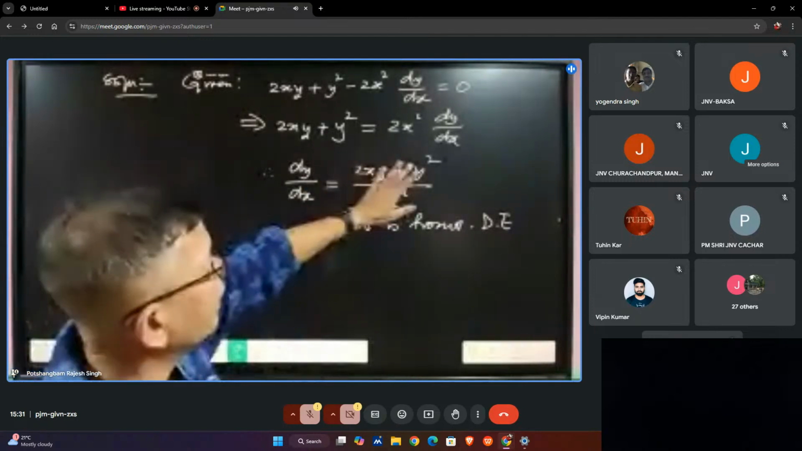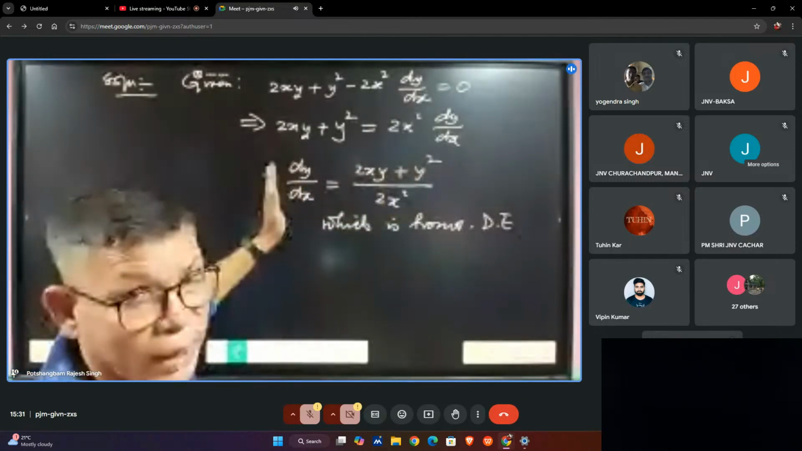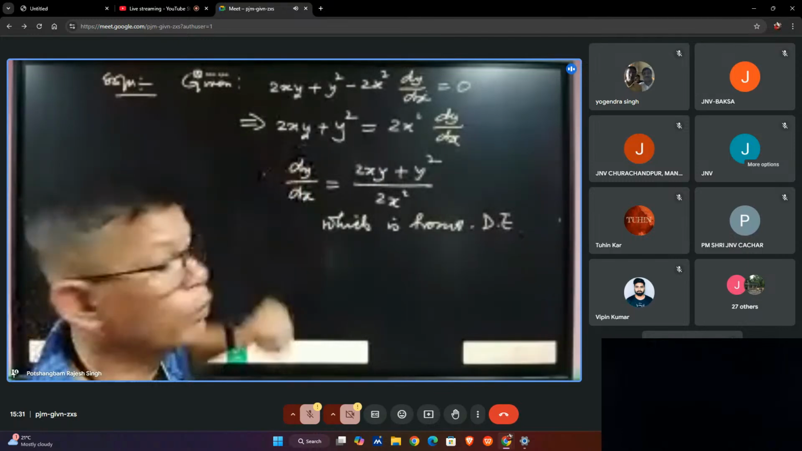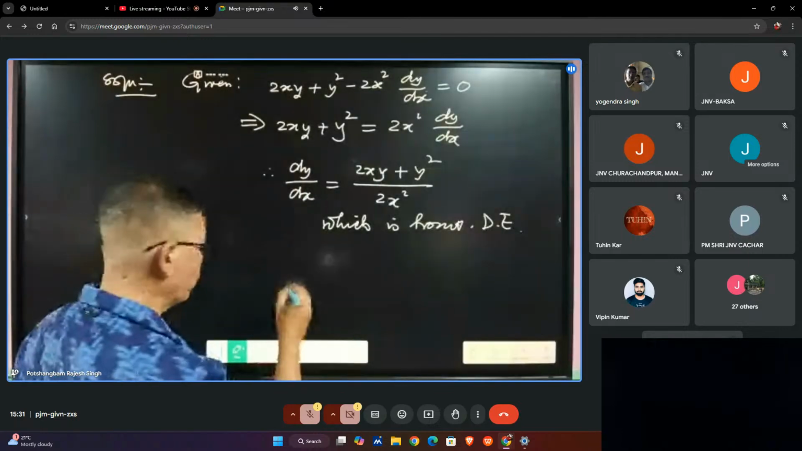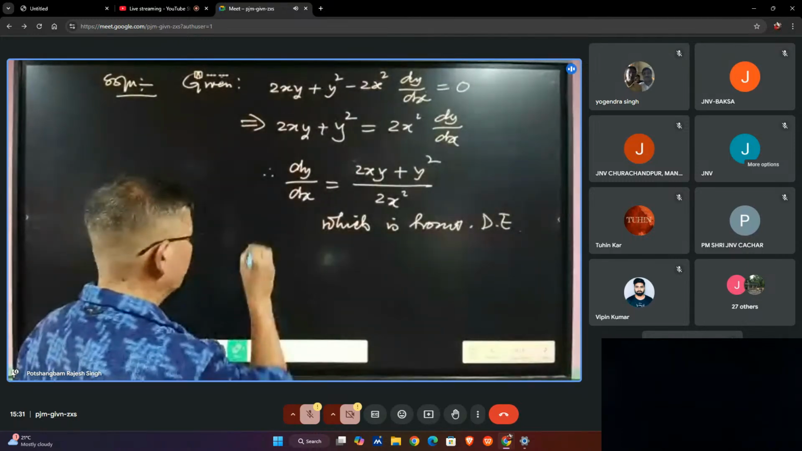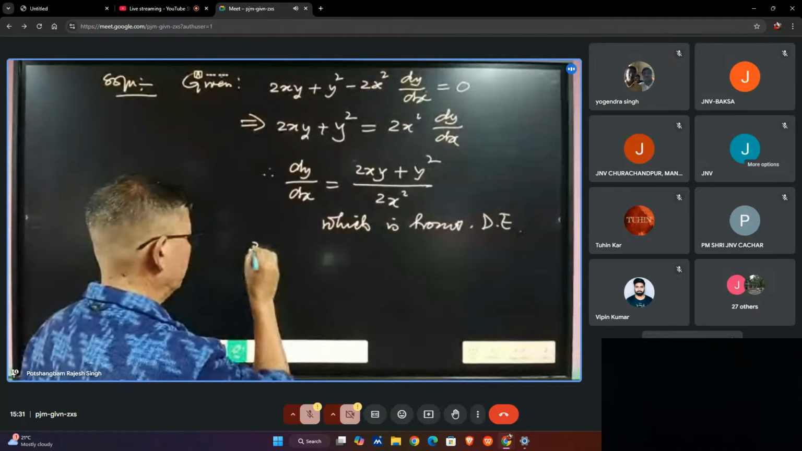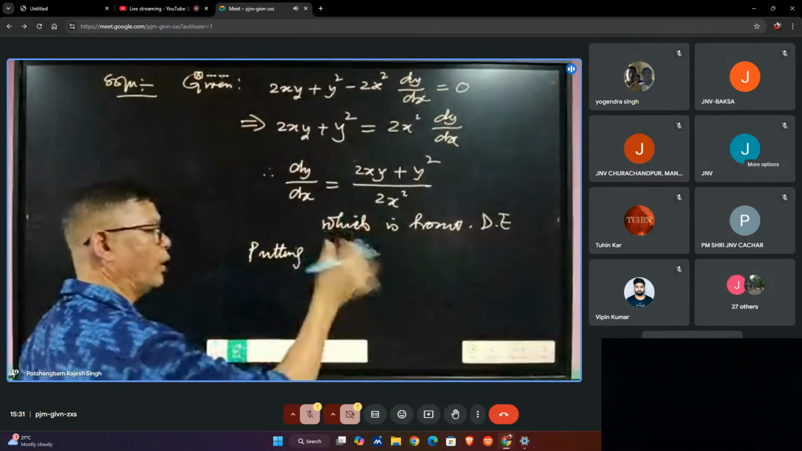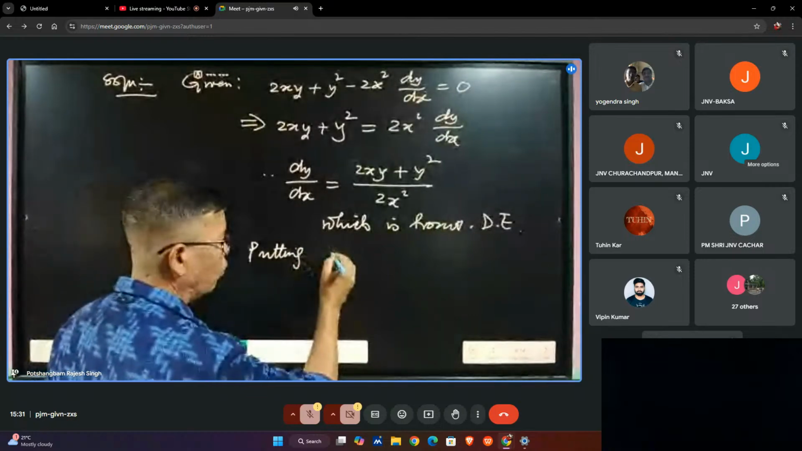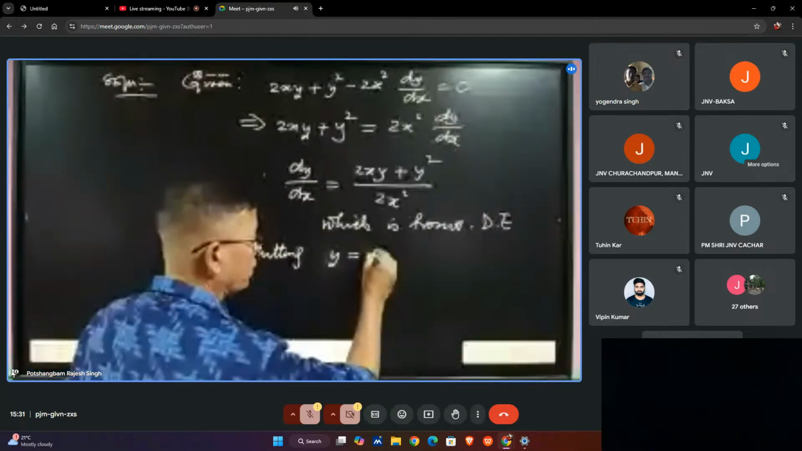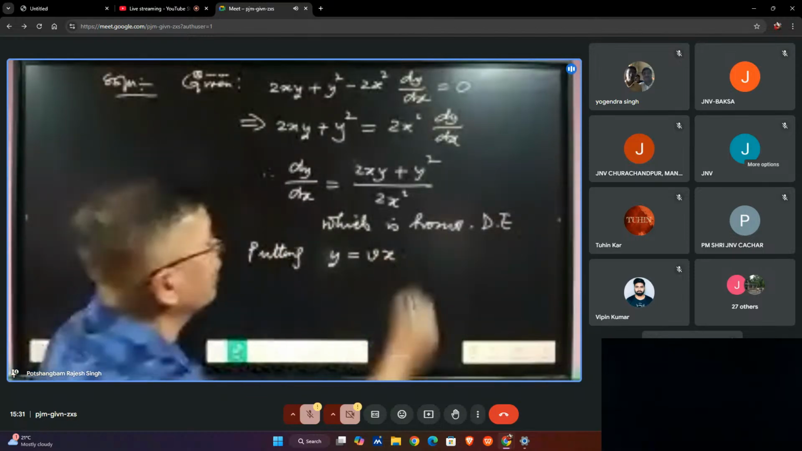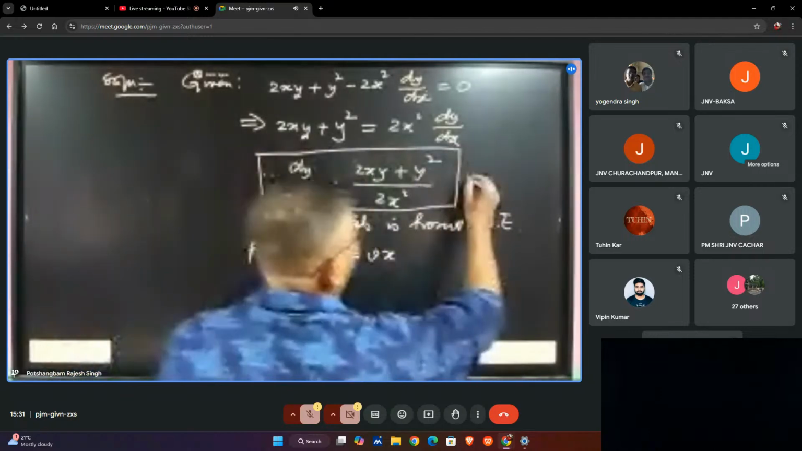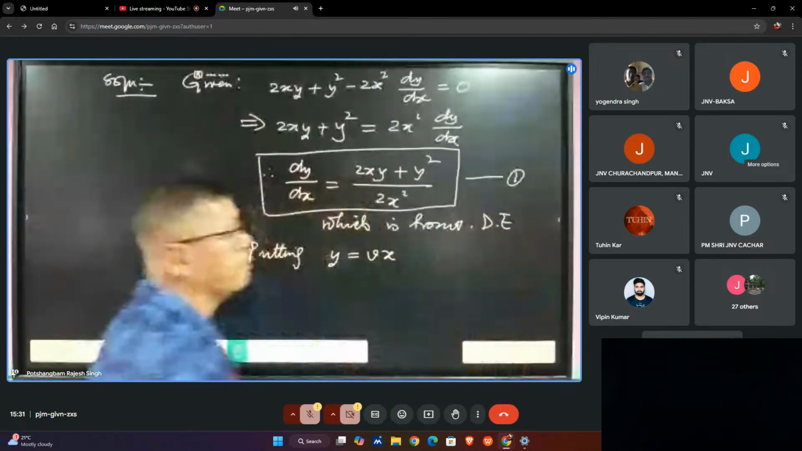The derivative at present is dy by dx. It is the type 1 form, a type 1 differential equation. So the method of solving will be putting y equal to vx. You can highlight this and put it in a box.